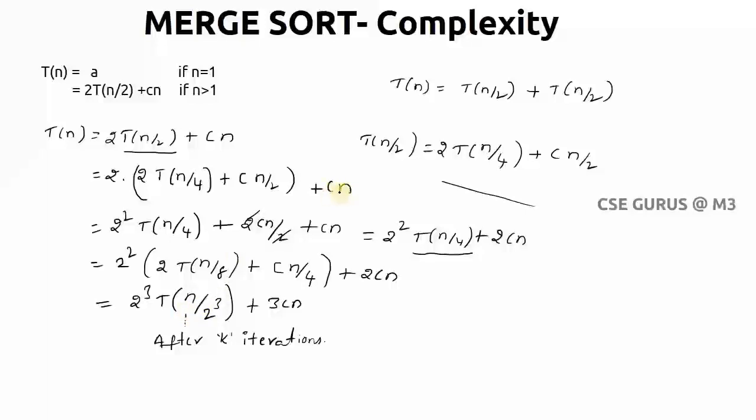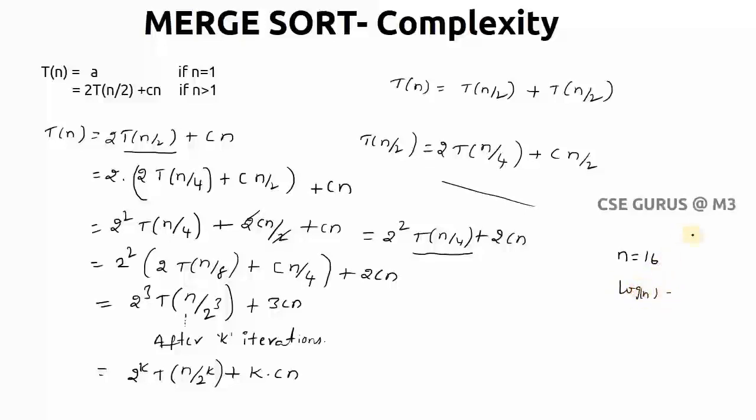Here I am getting 1 into Cn, in the second iteration 2 into Cn, here 3 into Cn. So after k iterations, it becomes 2 power k T of n by 2 power k plus k into Cn. Now remember one point here. What is k, the number of iterations? Already I told you, in divide and conquer, if n is 16, it goes only log n iterations.